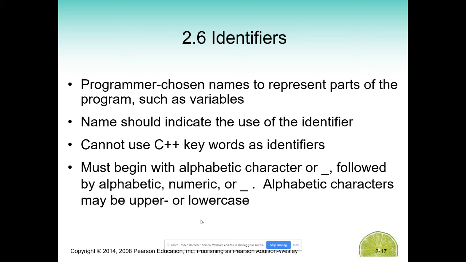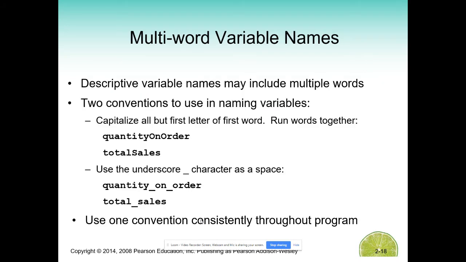Okay. So you cannot use C++ keywords as identifiers, like main or include and so forth. It must begin with an alphabetic character or underscore, followed by alphabetic, numeric, or underscore. Okay, and we will see some examples in the next screen. Or you can have multi-word variable names, like fname, or first underscore name, and so forth. Okay.